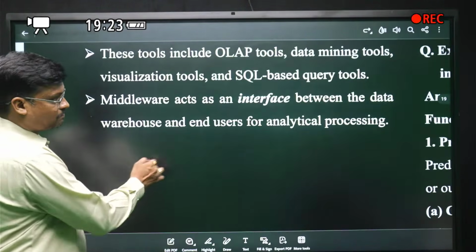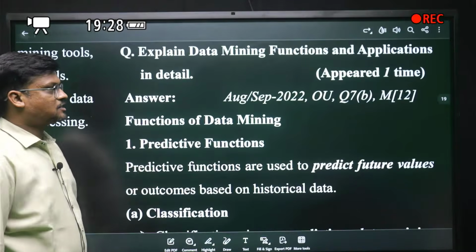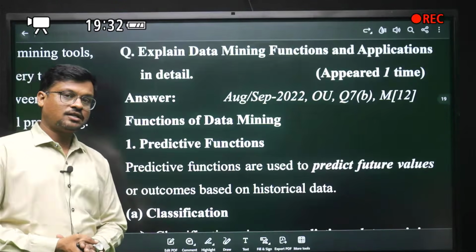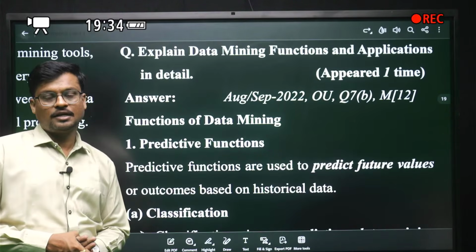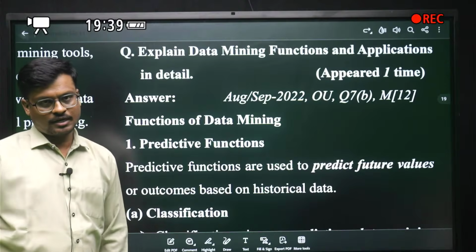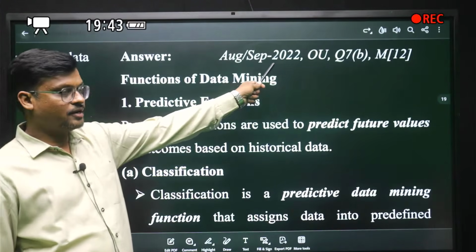Okay. We'll go with the last question of our unit number 2. Explain data mining functions and applications in detail. What are the different kinds of functions of data mining and applications of data mining? Where do we use data mining? Why do we use data mining? This was asked in August-September 2022.